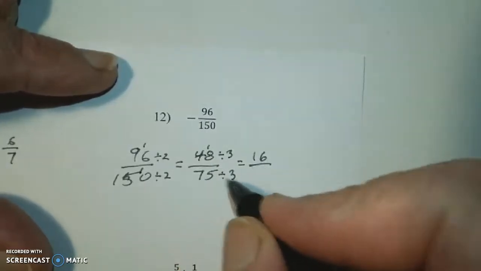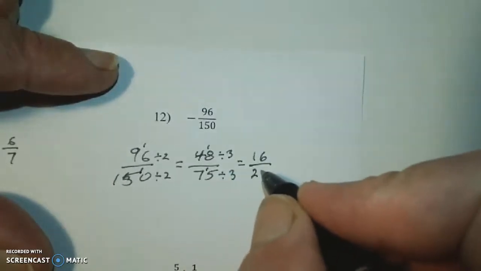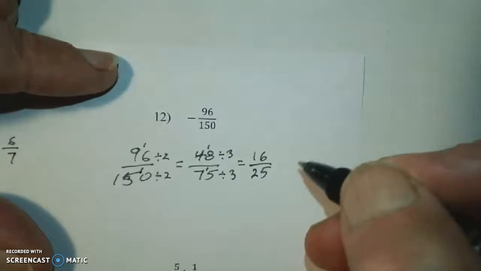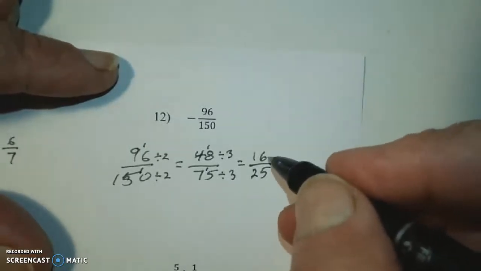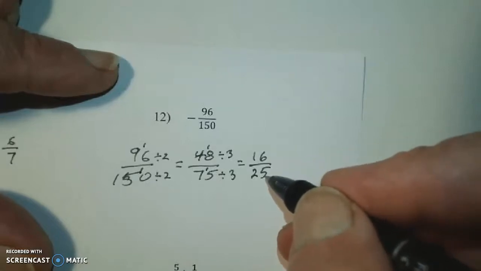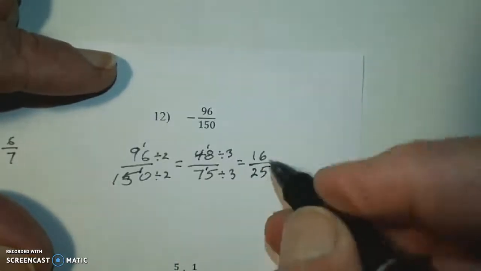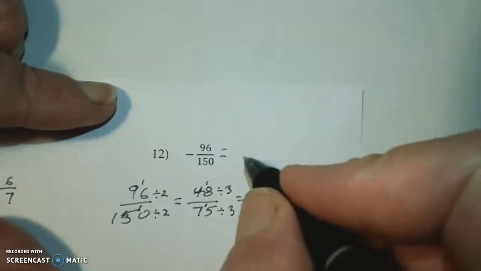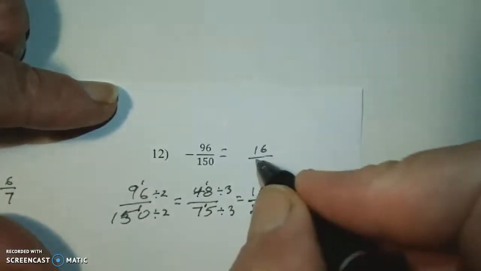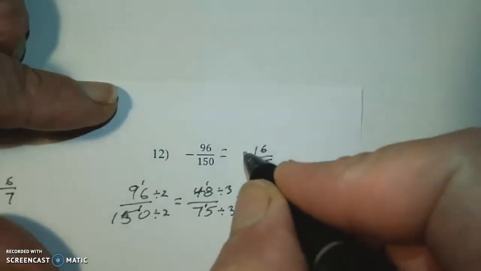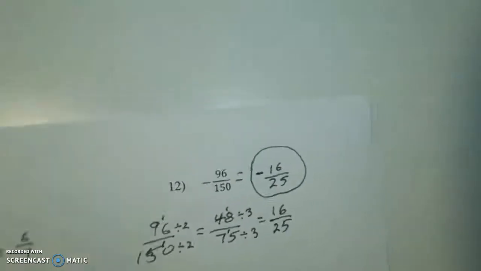75, 3 would go into 7 2 times. You'd have 1 left over. 3 goes into 15 5 times. 16 is only divisible by 2's and 4's and 8's. 25 is divisible by 5 and 25. You are done. Again, look back at your problem. It was a negative, so be sure you've got a negative sign on your answer. Negative 16/25.